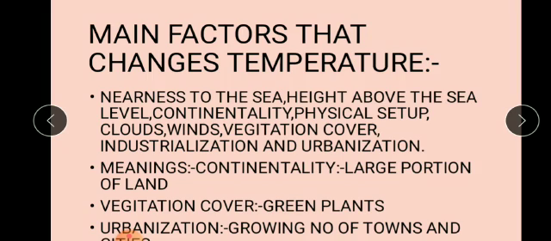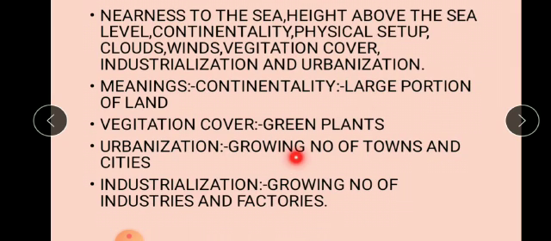So again I want to repeat: nearness to the sea, if the place is close to the sea; height above the sea level; continentality, whether that place is on the plain land surface; physical setup, how that place looks like; clouds, winds, vegetation cover means green plants; industries and cities, urbanization is cities. Continentality, see, large portion of land. Continent is nothing but only land surface, only land. Vegetation cover, green plants. Urbanization is what? Growing number of towns and cities. Industrialization, growing number of industries and factories.